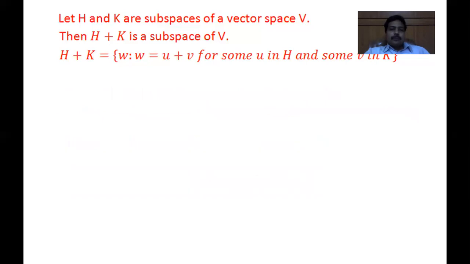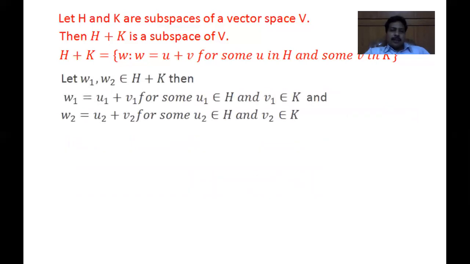Let us move on to the second property, closed under vector addition. Let W1 and W2 belong to H plus K. Then each element in H plus K will be of the form U plus V, one from H and one from K. So W1 can be written as U1 plus V1 for some U1 from H and V1 from K.